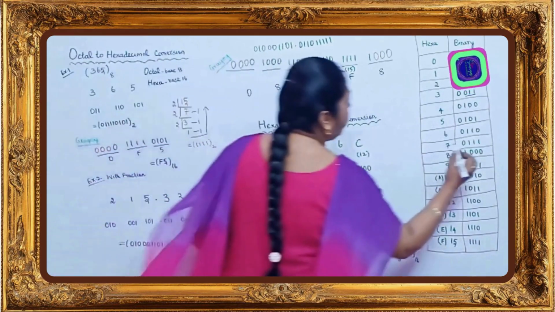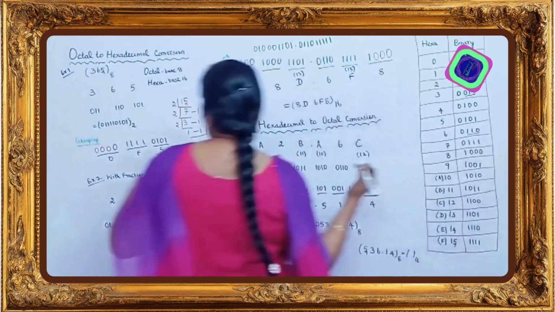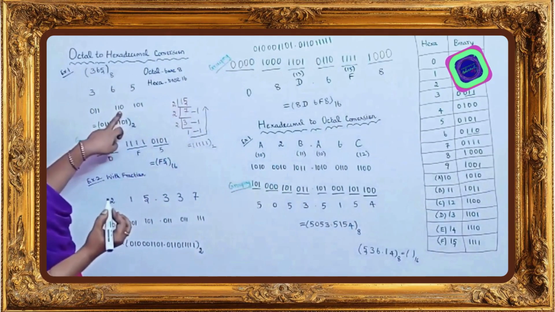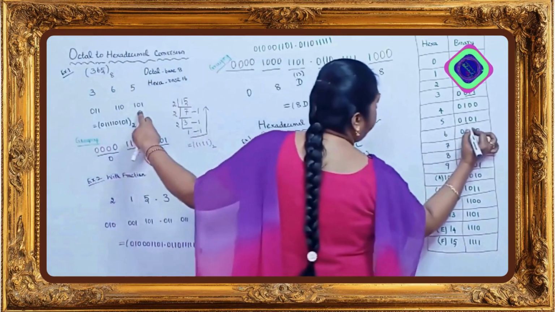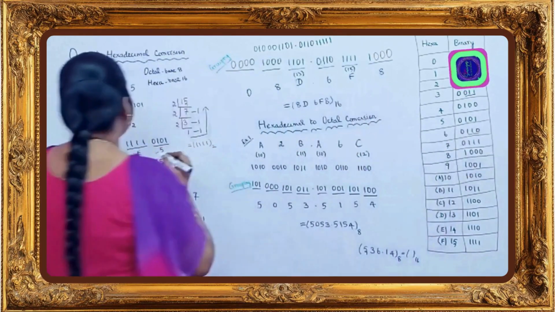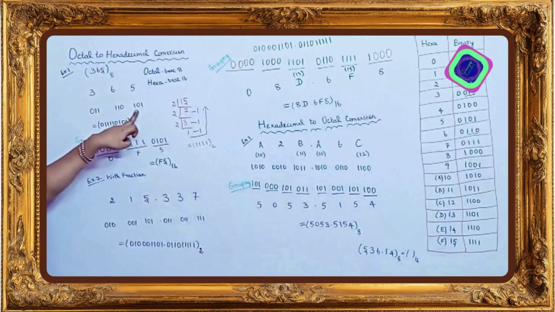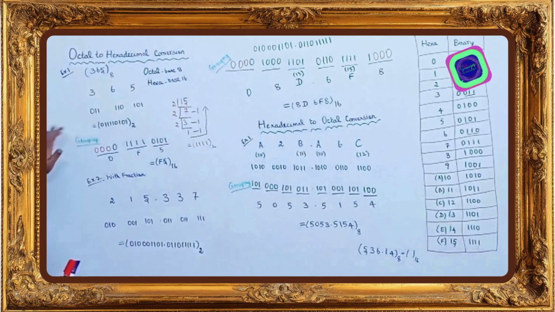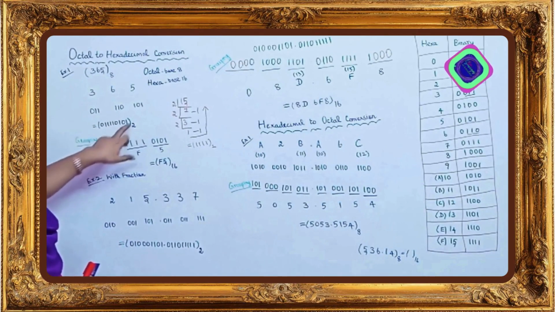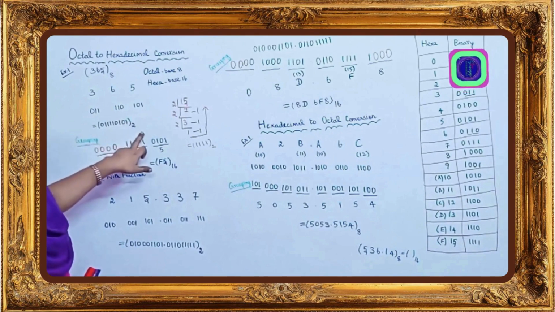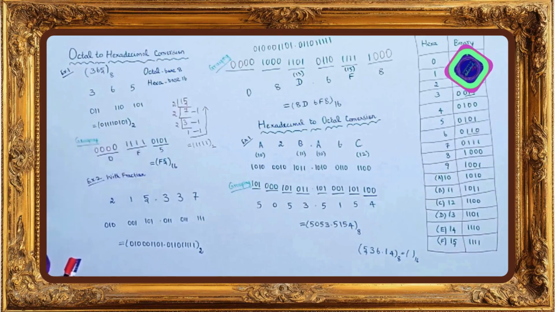Similarly for 6, it is substituted as 110. Similarly for 5, it is represented as 101. So now the binary value is written as 011 110 101 to the base of 2. Now the binary value is formed.